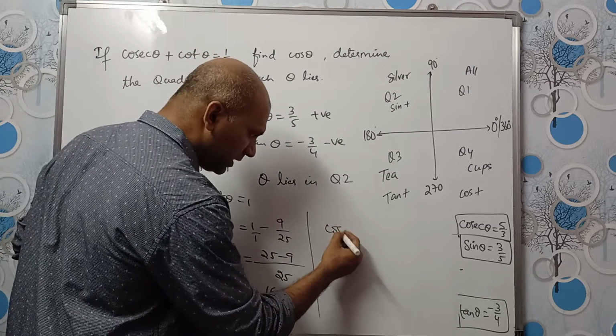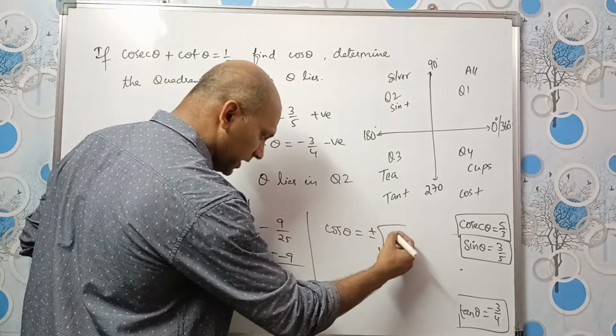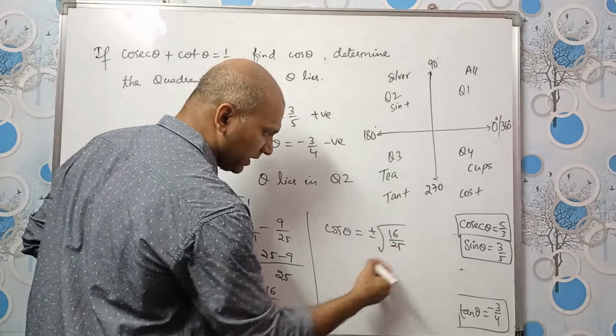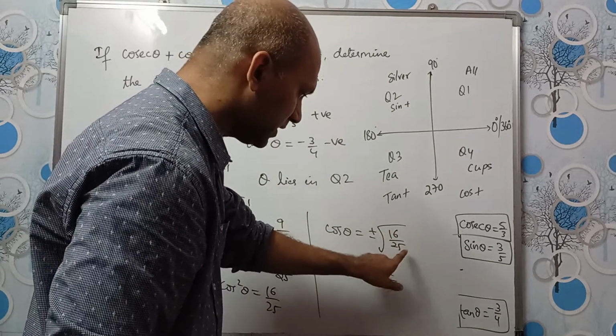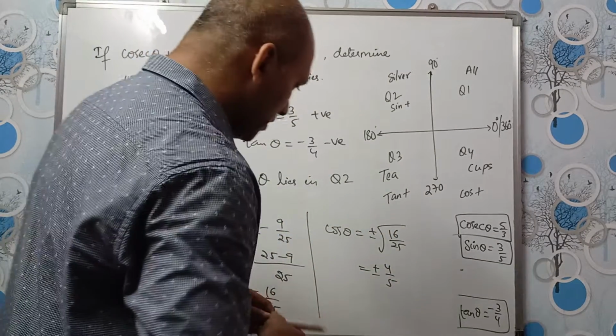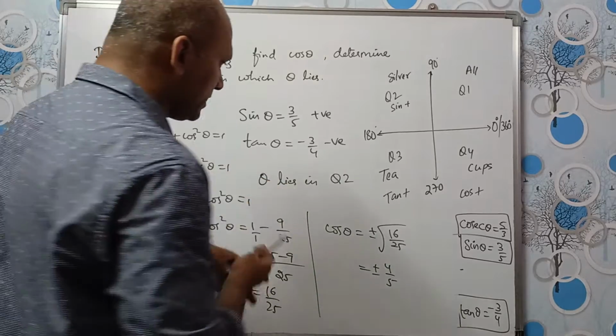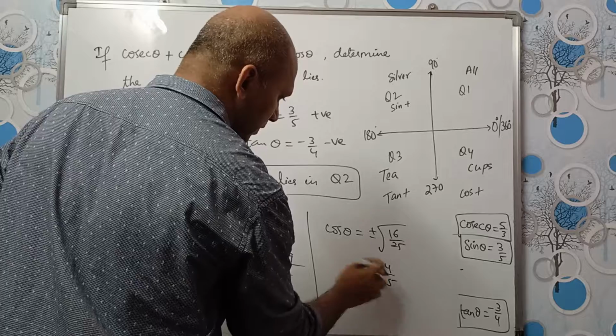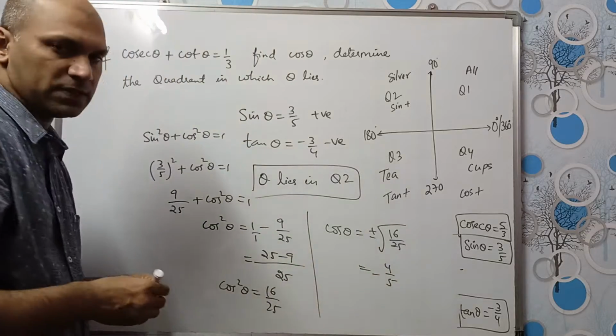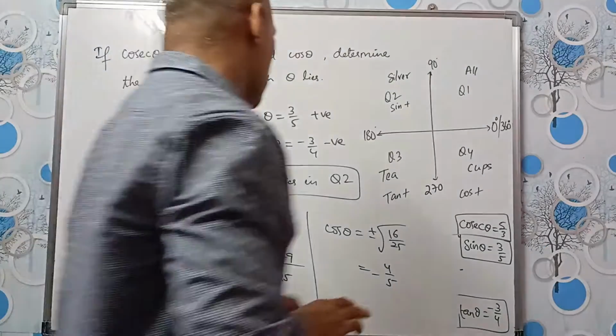Square goes on the other side, becomes root. It will become plus minus root 16 by 25. So plus minus 4 by 5. Root 16 is 4, root 25 is 5. Okay, but theta lies in the second quadrant. So in the second quadrant, cos is negative. So we'll take minus 4 by 5, not plus 4 by 5. Okay, I hope this is clear.